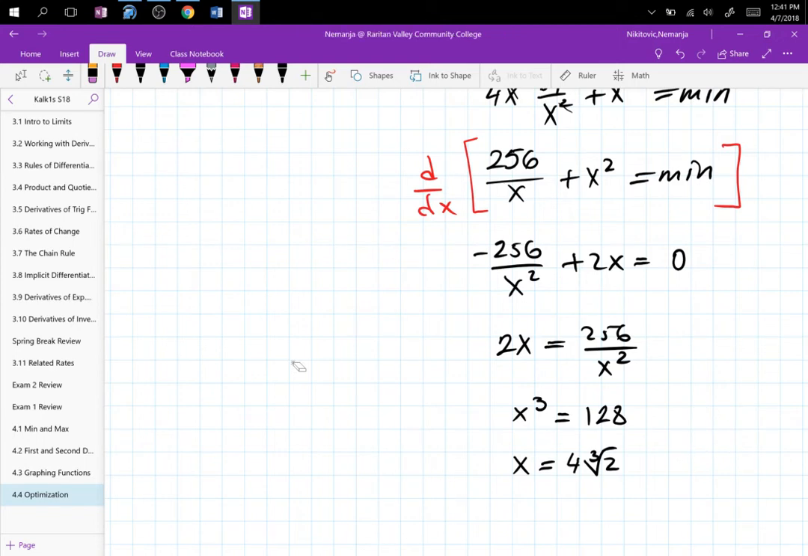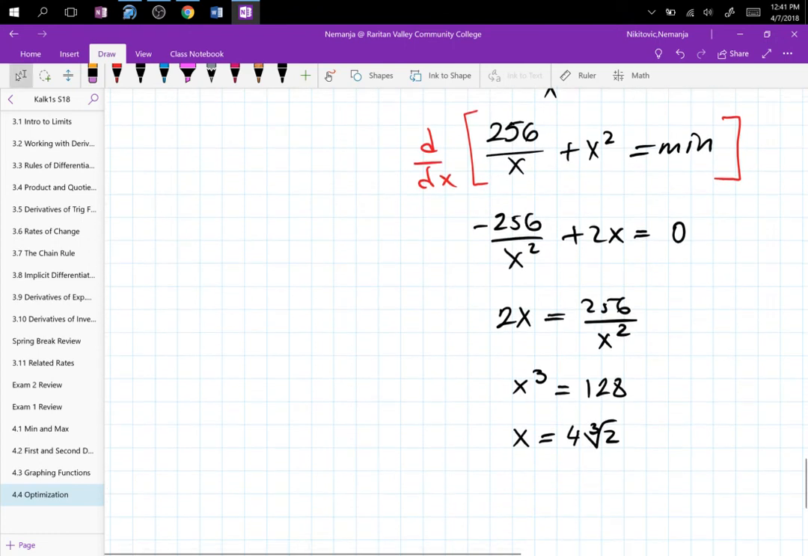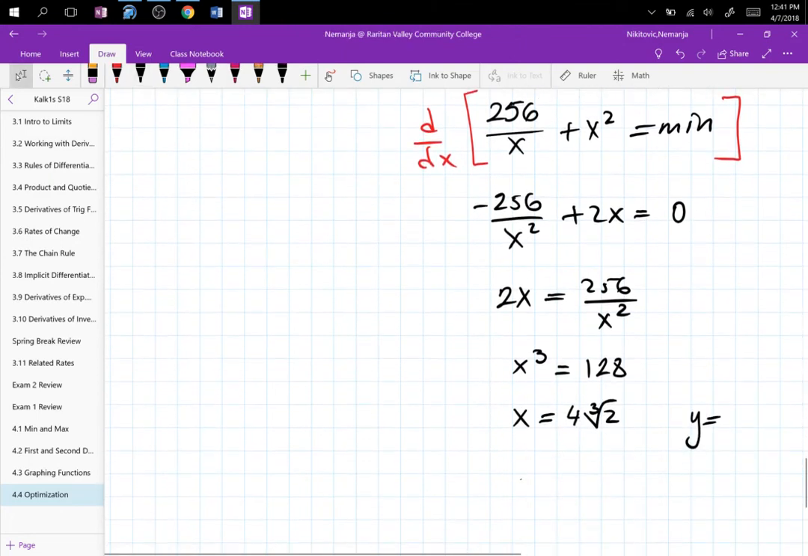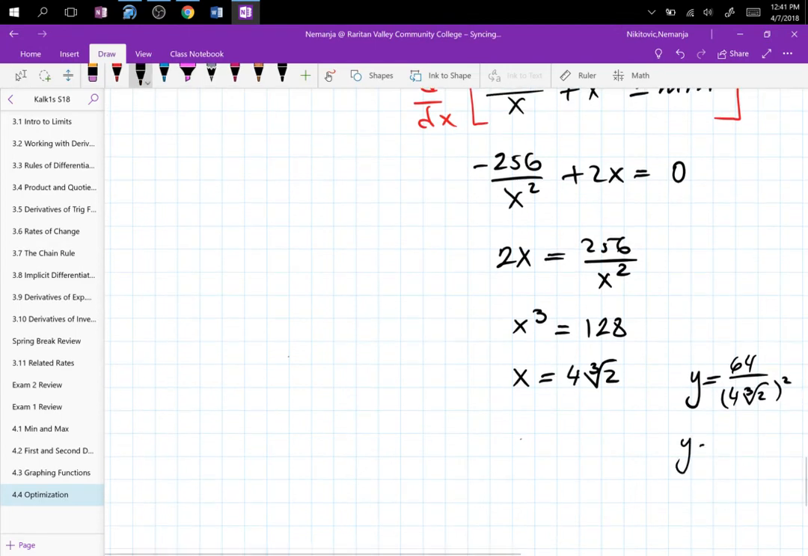So that's that. And now I have y that needs 64 over 4 times cube root of 2 squared. That's y equals 64 over 16 times 2 to the 2/3. 64 and 16, they cancel. You cancel by 16, so that's a 4. So y equals 4 over 2 to the 2/3.